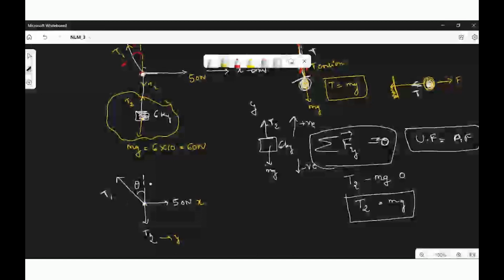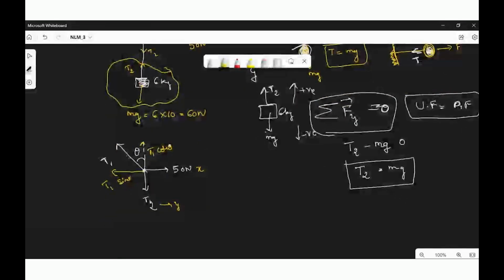Y direction is how much? T1 cos theta I'll write. Do you agree? This is the component of the vector where theta is attached. The other component will come here, which is T1 sin theta. So now I can balance. My T1 cos theta must be equal to T2. Can I write like that?